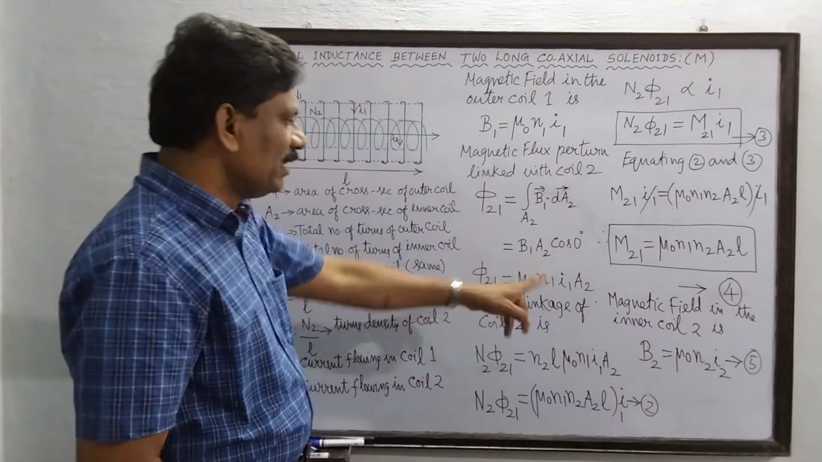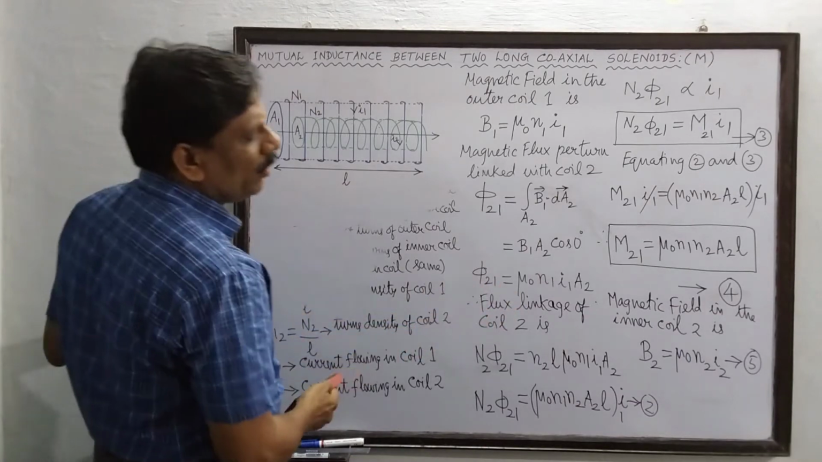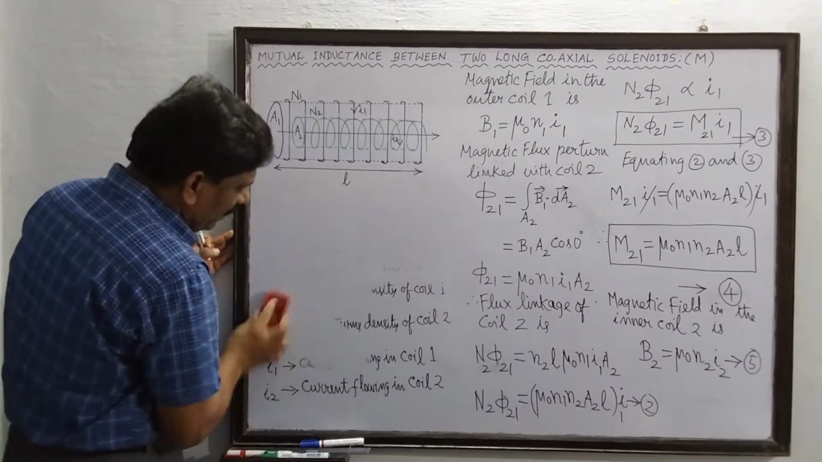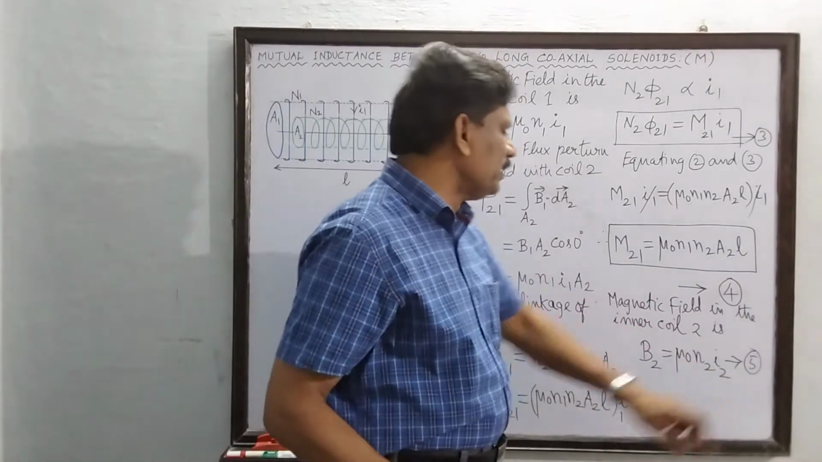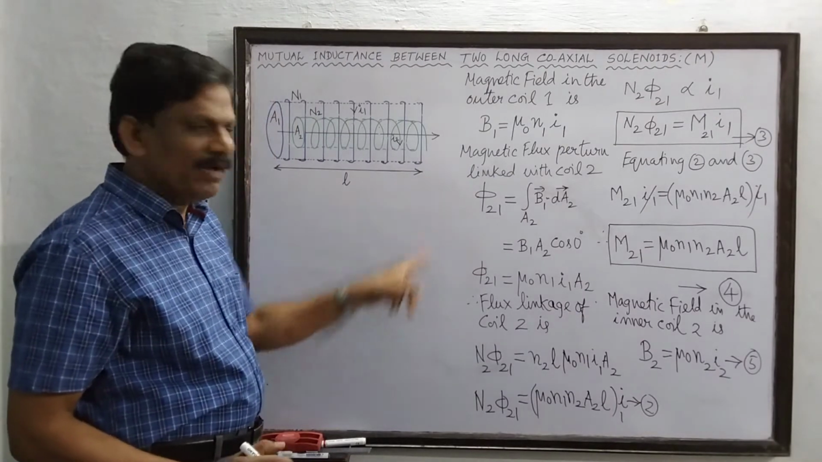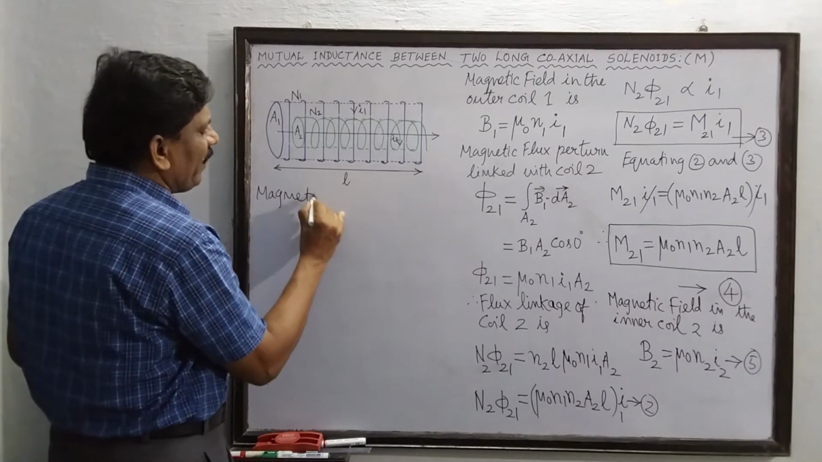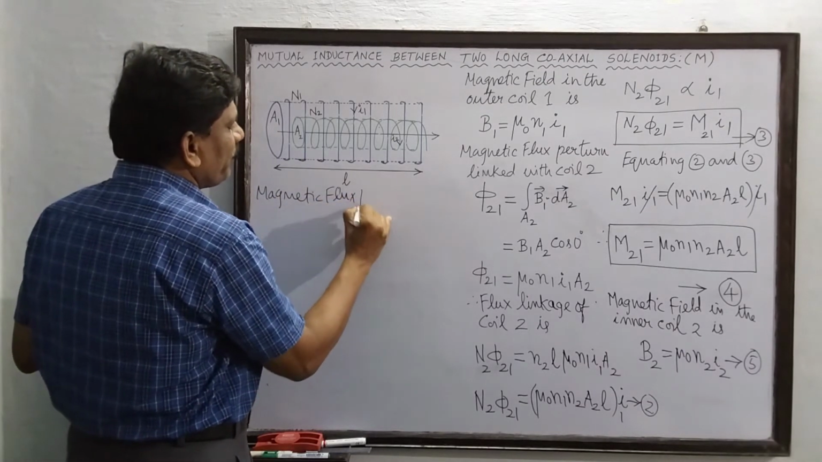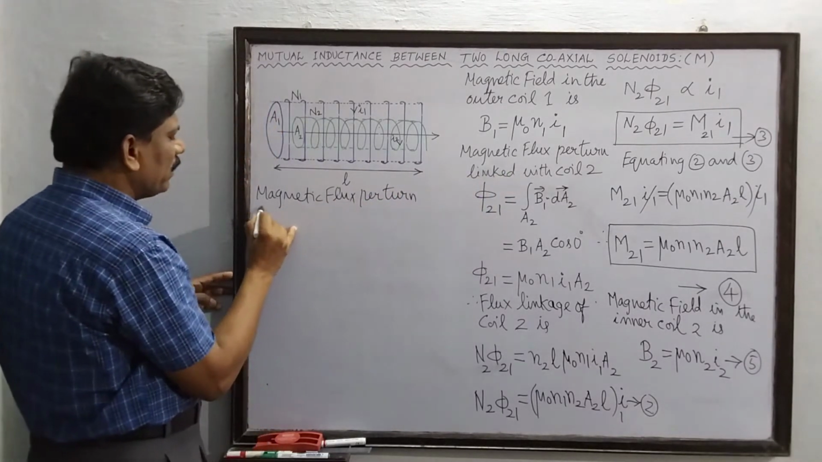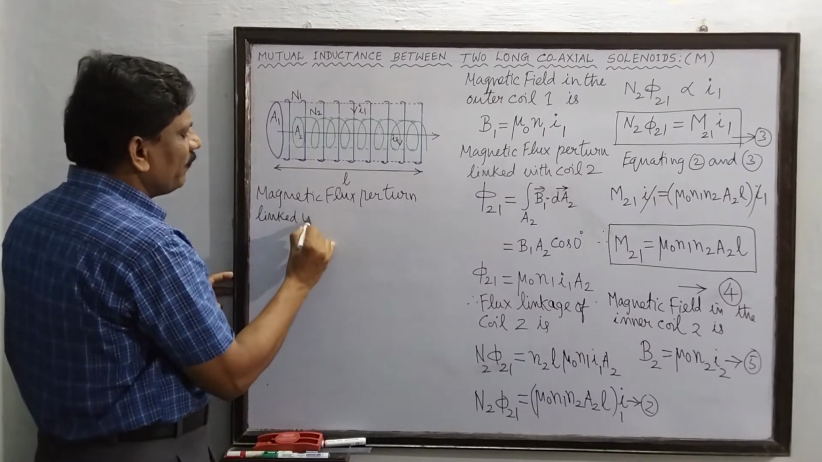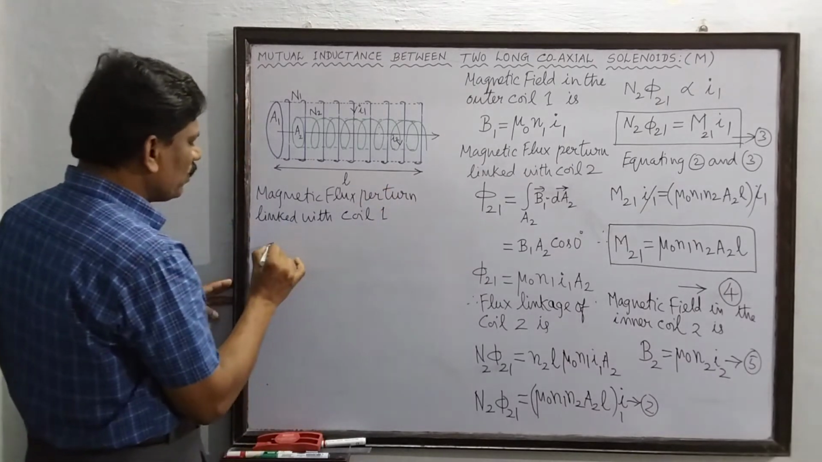We are going to repeat once again. Okay students, now you all will see equation number 5. So we have written the expression for B2 is equal to mu naught n2 into I2. So similar steps only we are going to follow now. So magnetic flux per turn. Now the next step is magnetic flux per turn, in which coil? Now linked with coil 1. So this is linked with coil 1.